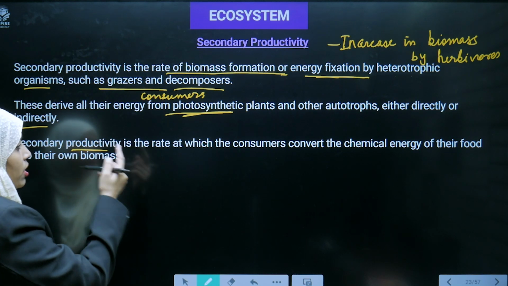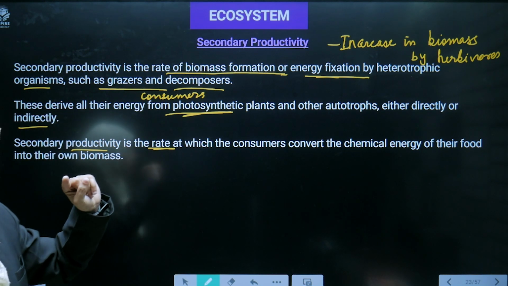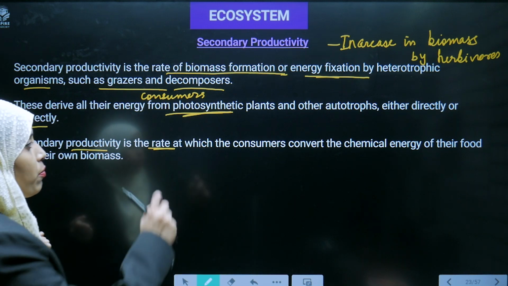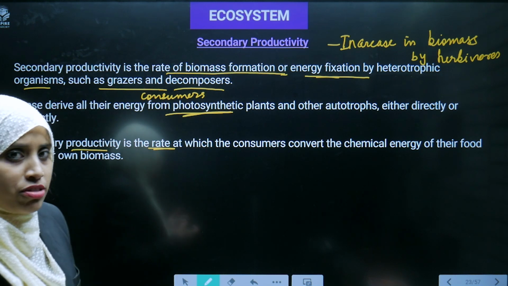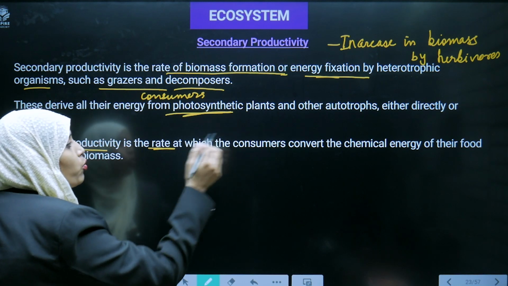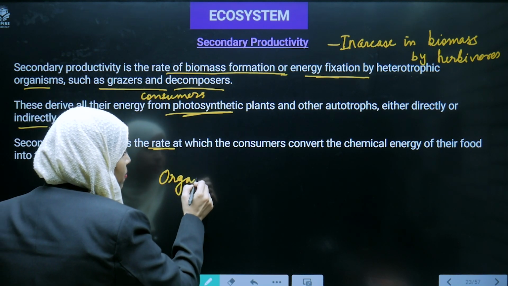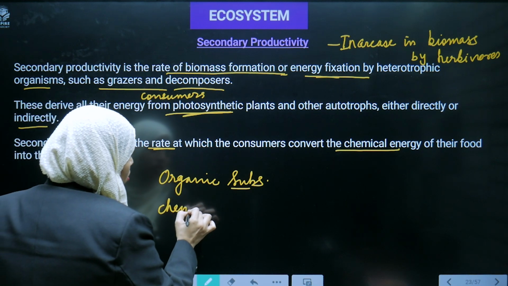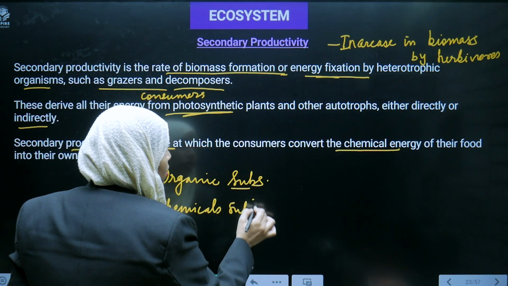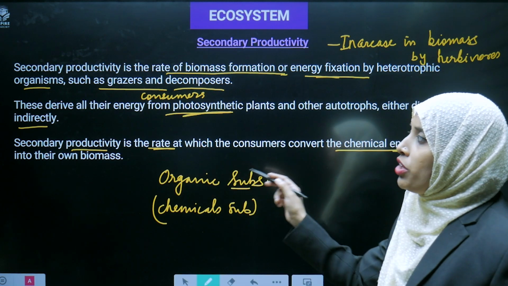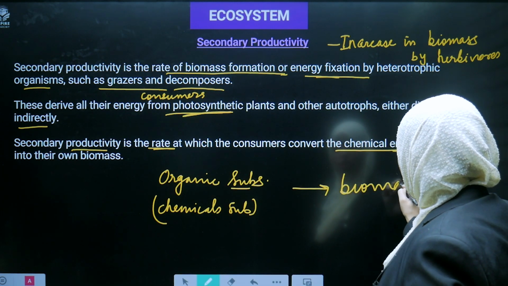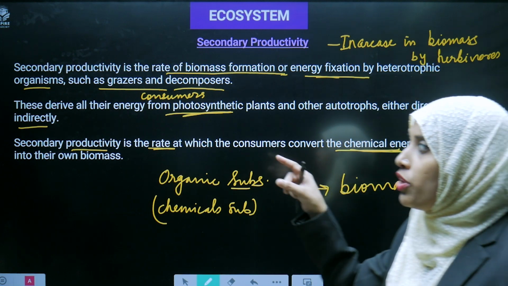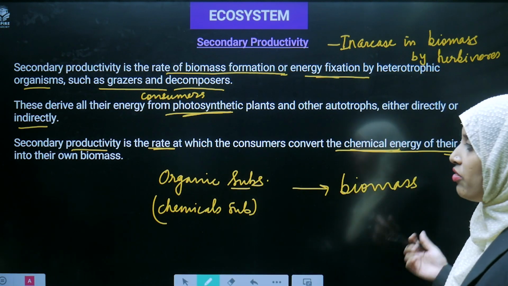Okay, so secondary productivity is the rate at which the consumer converts chemical energy. Because what do consumers eat? The product produced by the producer. That means the food the producer made after photosynthesis, that is organic substance. So what is happening in secondary productivity? It is the rate at which the consumer converts organic substance, this chemical energy, of their food into their own biomass. So consumers add this to their own biomass. They convert the chemical energy of their food into their own biomass. So that is the secondary productivity.